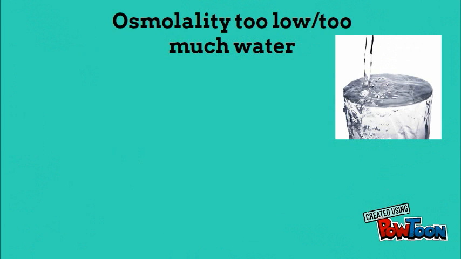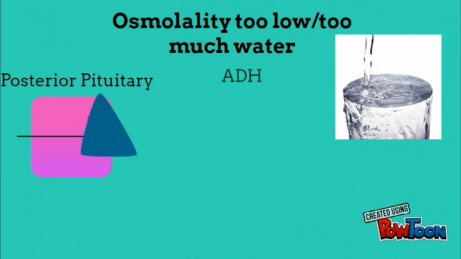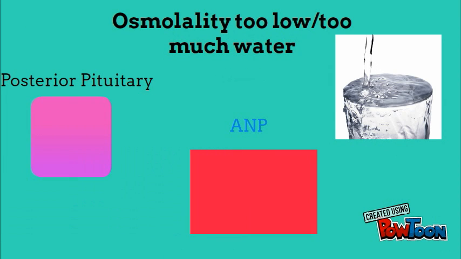On the other hand, if osmolality is too low, if the body has too much water, the posterior pituitary stops releasing ADH. The atrial natriuretic hormone, or ANP, is the antagonist hormone to ADH, which blocks its secretion.